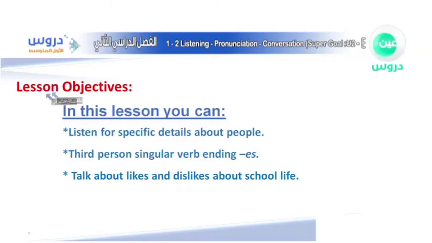So we have some objectives. In this lesson, you can, number 1, listen for specific details about people. Number 2, third person singular verb ending es, the adding of es to the verb. Okay. Talk about likes and dislikes about school life.